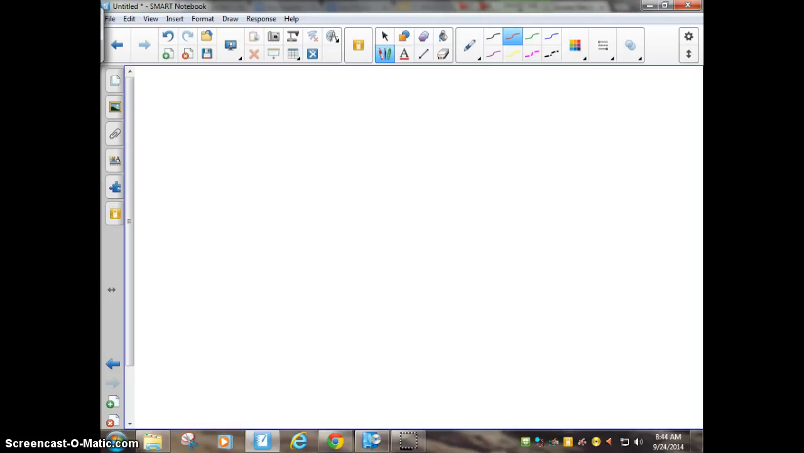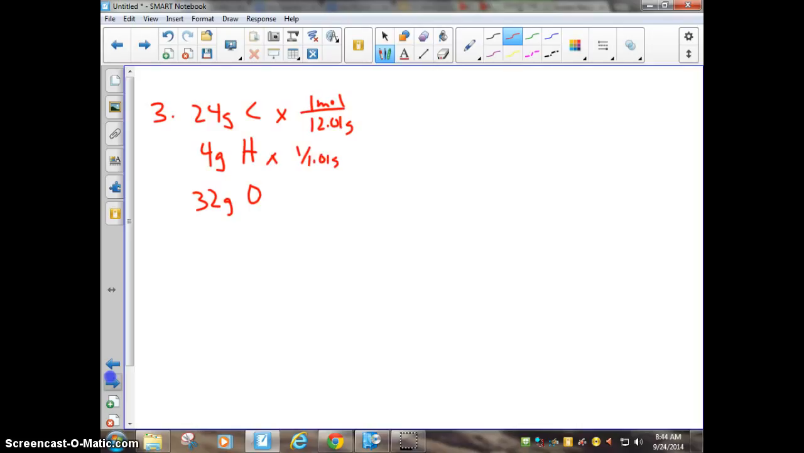Question number 3 says a pure compound contains 24 grams of carbon, 4 grams of hydrogen, and 32 grams of oxygen. And you are asked to find its empirical formula. So getting these into molar amounts, divide by each's molar mass. I may end up with approximately 2, 4, and 2.